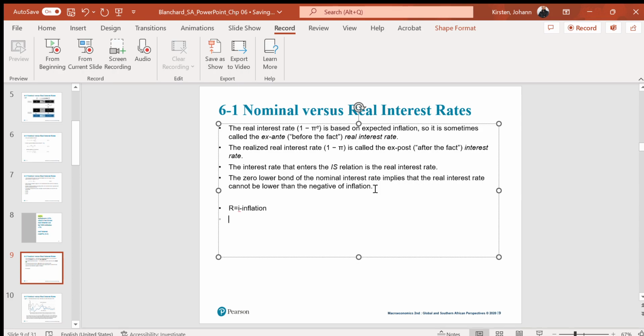Now, if the inflation is actually deflation, meaning it's -5%, let's say the nominal interest rate is quite low in this economy at 0%. So what is your real interest rate going to be? Then it's 0 minus -5. So the real interest rate is going to be equal to +5. That is the lowest the Reserve Bank will be able to get the real interest rate.